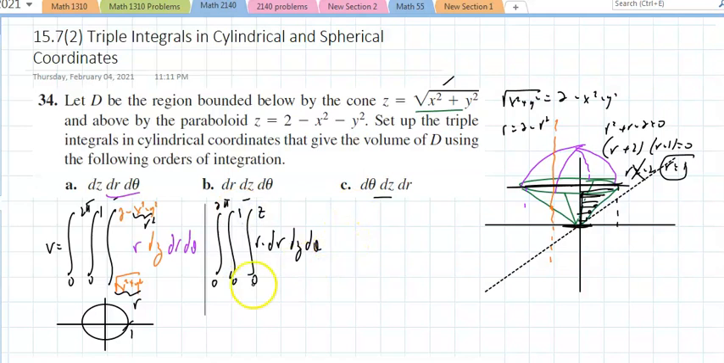And I need another double integral, plus r dr dz d theta. Now, theta is 0 to 2 pi regardless, but now, if I'm going to run from z equal 1 to z equal 2, I have r running from 0 to 2 minus r squared.